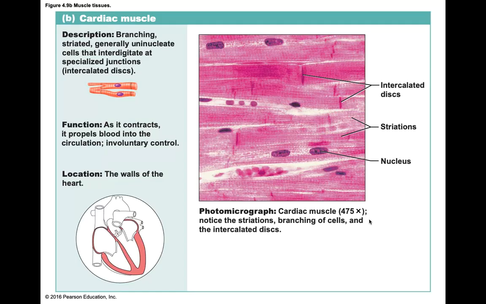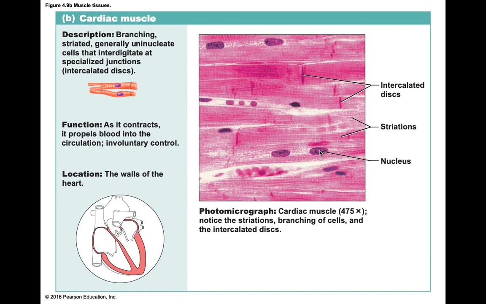Okay, so you can see the little discs here. They look like these like little vertical stripes. Okay, you can still see a little bit of the striation pattern happening. You can see one nucleus in our cells here. So this is a picture of cardiac muscle. Our description is that we have branching, striated, generally uninucleate cells, which means one nucleus within these cells.